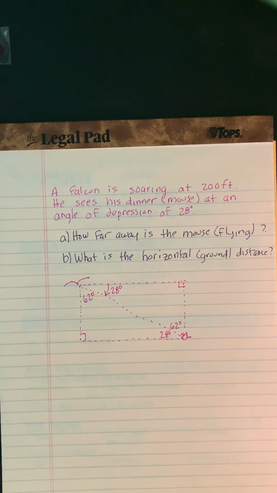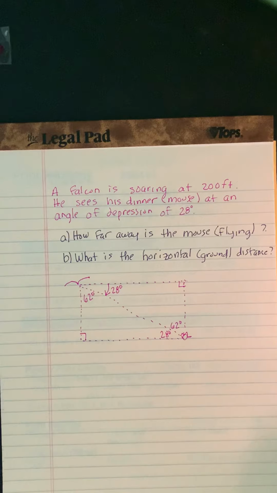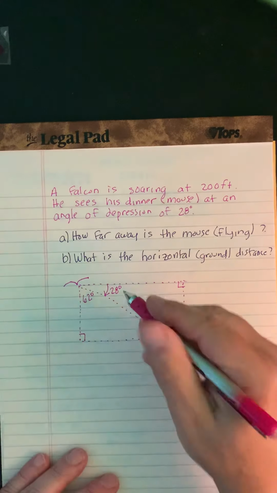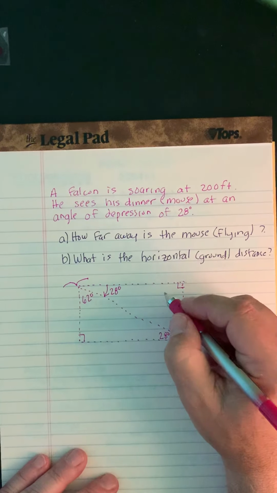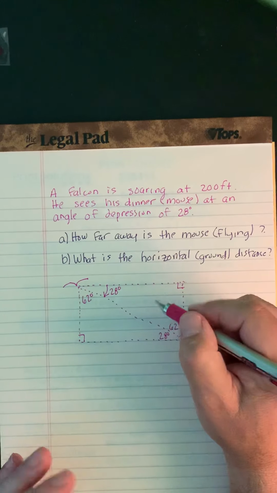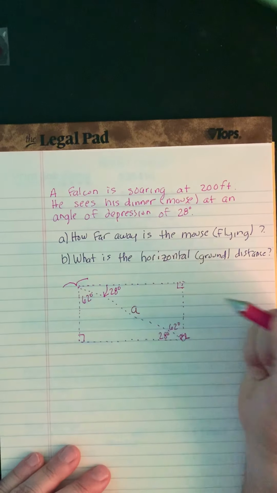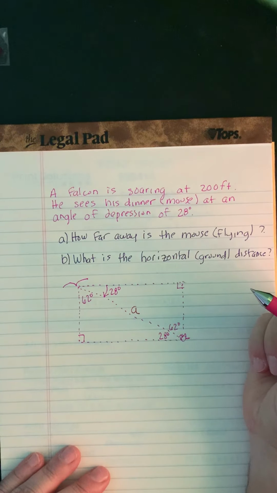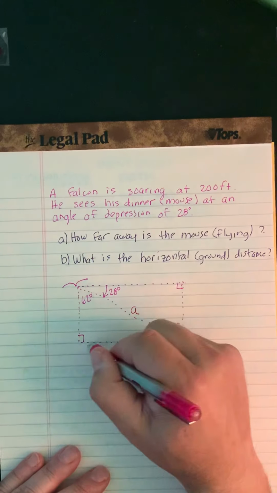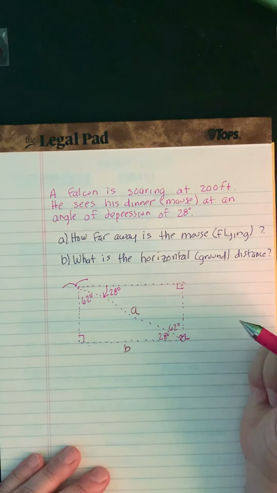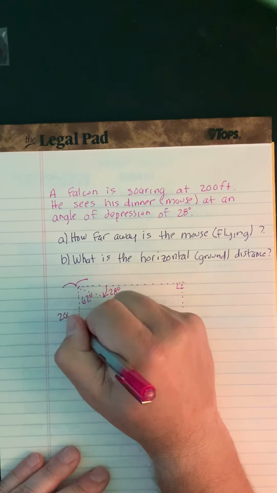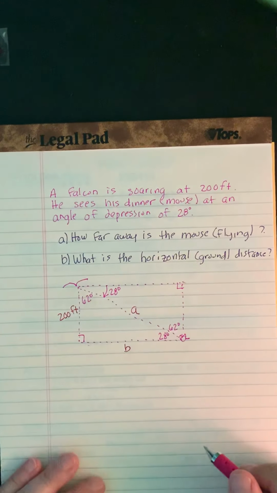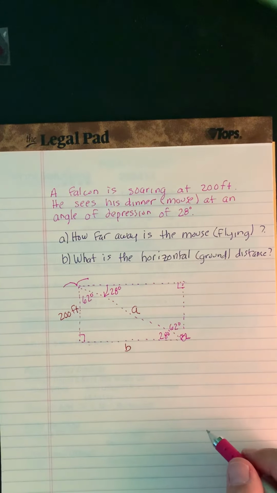So we're trying to find two things. How far away is it to get to the mouse? He takes a steep dive, starts going to it. So this is right here. We call this A because that's what we're looking for. And then how far is the horizontal or ground distance? So that would be here. And we know this guy is 200 feet above the ground, okay? So we got a lot of choices here. It doesn't really matter how you do it.